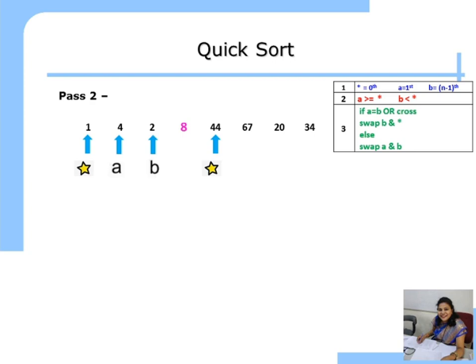Okay. Same for the second list. In second list, pivot is 44. The next element of the pivot is 67. So we will put here A. And the last element is 34. So we will put here B. So this is the initialization part.